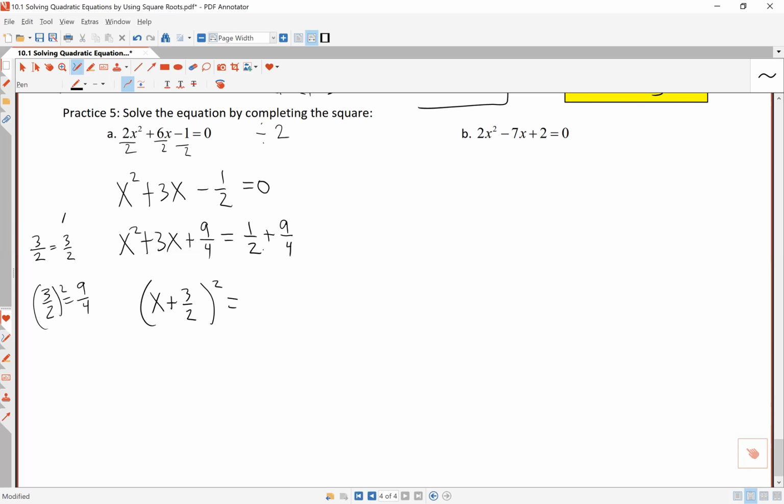The right side, we get a common denominator. 2 goes into 4 2 times. 2 times 1 is 2. 2 fourths plus 9 fourths is 11 fourths.